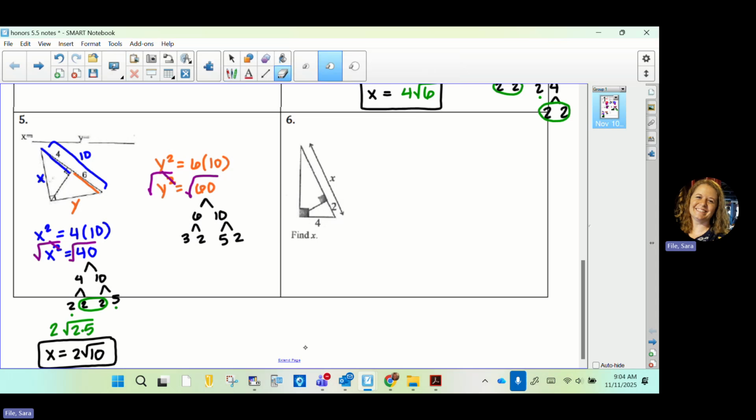Notice, I can get a pair of 2's even though they're not next to each other. That's still a pair of 2's. So a 2 comes out. The 3 and the 5 have to stay underneath. So that is 2 root 15.